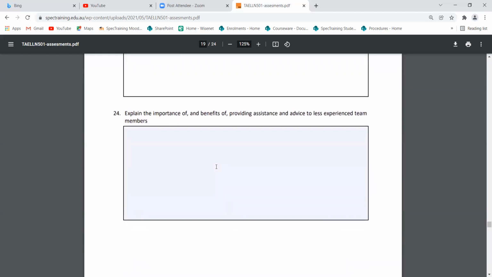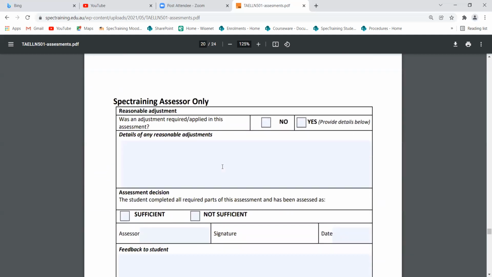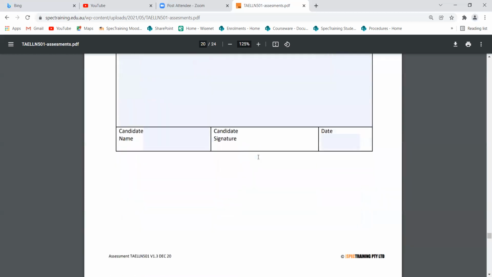Question 24, explain the importance of and benefits of providing assistance and advice to less experienced team members. Okay. So pretty self-explanatory, should be fine on that one. Okay, and that's the end of the short answer questions.